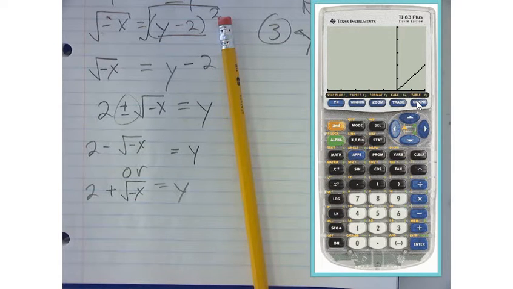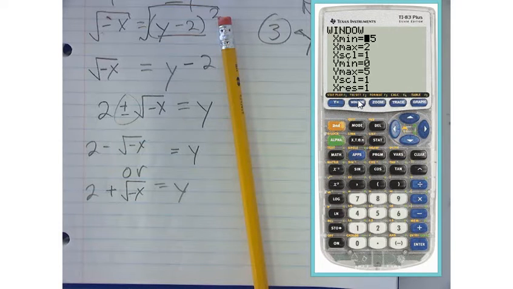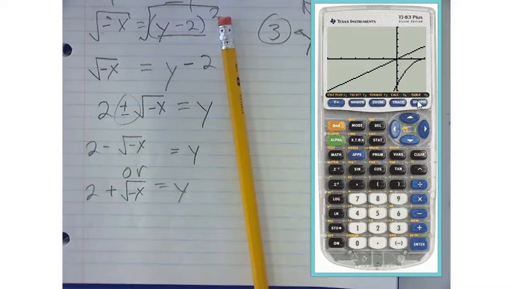Okay. So it looks like it goes down, so I'm going to change my window a little bit in the y direction. Let's make my y min be like negative 5. There we go. So this is my graph right here. So what I'm looking for is a graph that's going to kind of reflect up here, correct? Right. So now which one of those would do that?